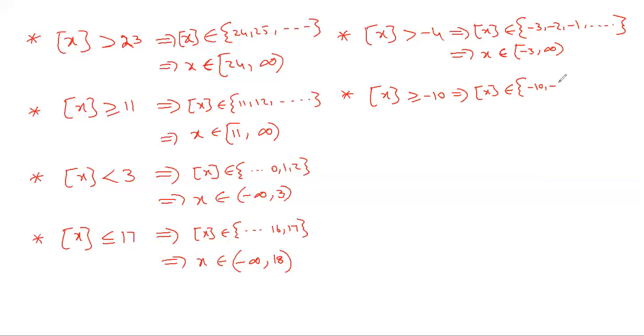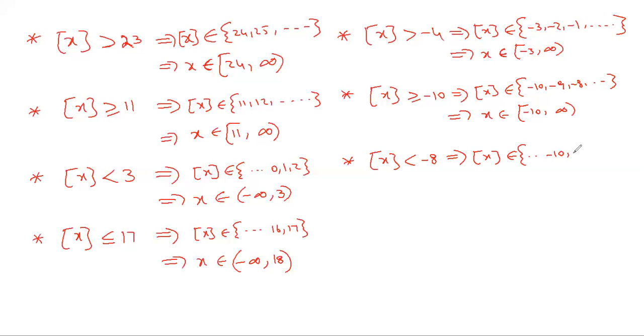Minus 10, yeah, that's the final answer you're giving. -10, -9, -8, and so on. So the x belongs to -10 to infinity. So the integral part of x is less than -8. All of the negative numbers until -9. Very good.